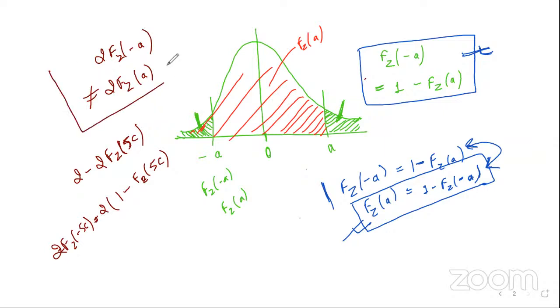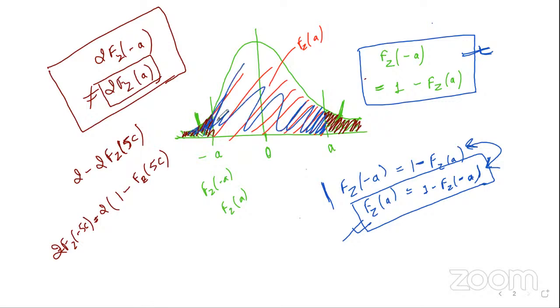But you have to be careful. This 2 Fc of minus a is not going to be equal to 2 Fc of a. Because with 2 Fc of minus a, you are only taking these tail probabilities. You are actually calculating these probabilities. But when you talk about 2 Fc of a, you actually take all of this, from here till here, right? You are calculating this 2 times. That is wrong. Is it clear?